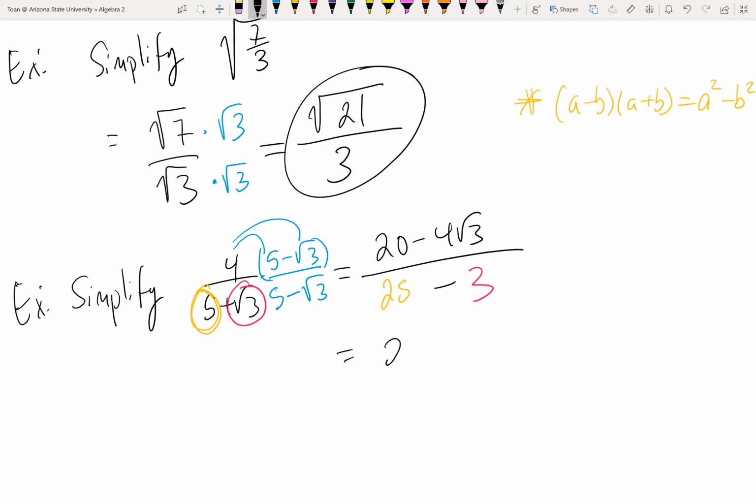And then the rest is just math. 20 minus 4 radical 3 over 22. When it comes time to simplifying these expressions, you always want to look at the outside numbers.